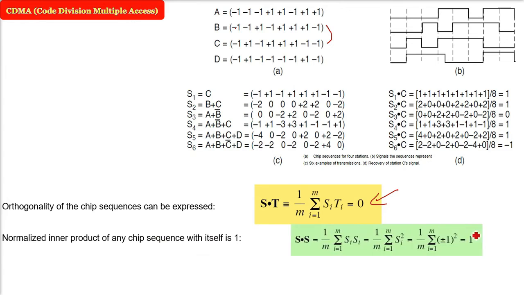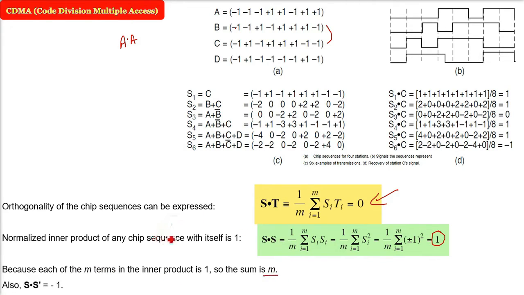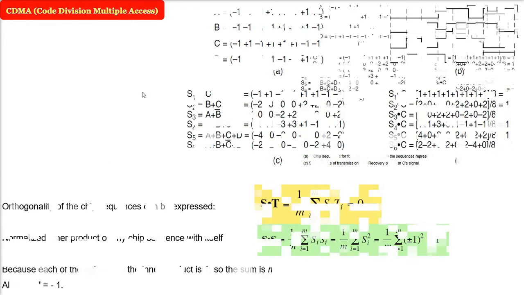Then the normalized inner product of any chip sequence with itself will be 1. But what about the station? If you take A dot A, the inner dot product, as I said, because each of the M terms in the inner product is 1, the sum will be M. That is what it means for the station. S dot S dash, that is, you take one and the negation of the other, it will give you the negative of that.